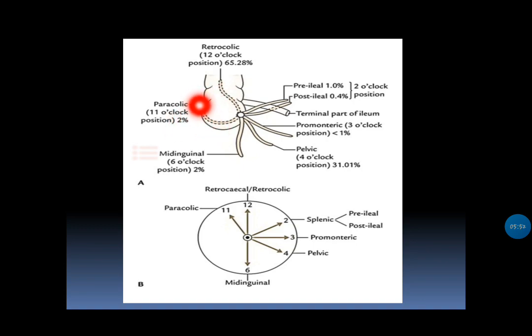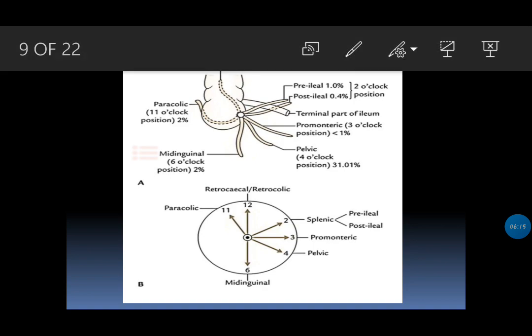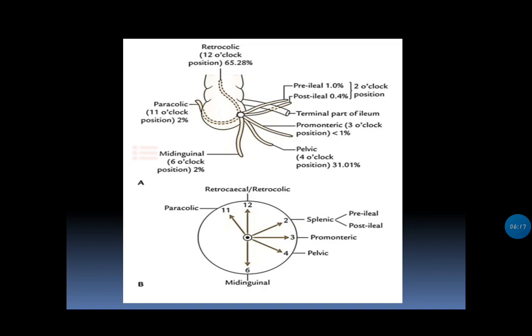So this is the paracolic position, which is also called 11 o'clock position, as it resembles the hour hand striking 11. And the next one is a retrocolic position. It is also called 12 o'clock position, as it resembles the hour hand striking 12. And third one will be the splenic position. The splenic position is also called 2 o'clock position, as it resembles the hour hand striking 2.